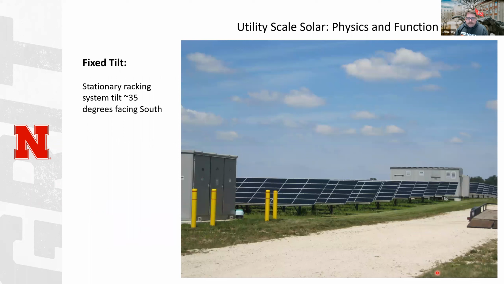There's really two different types of racking systems. There are stationary fixed tilt racking systems that sit facing south and just don't move. In Nebraska, about a 35-degree tilt angle is pretty close to optimum. And this is a solar farm that's actually in Ohio, but there's not a lot of large fixed tilt systems in Nebraska I can get pictures of, but I have one from a cohort of mine in Ohio.